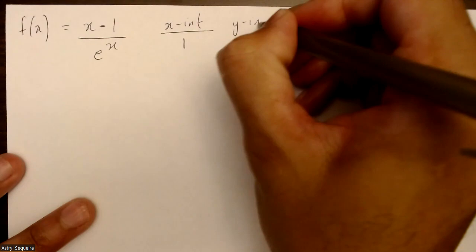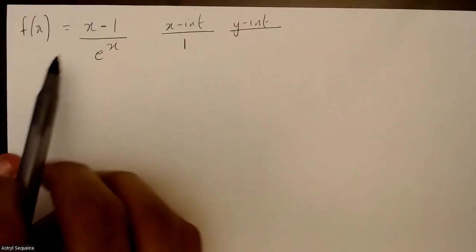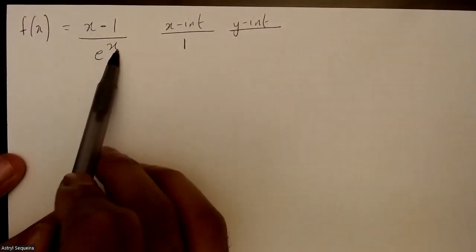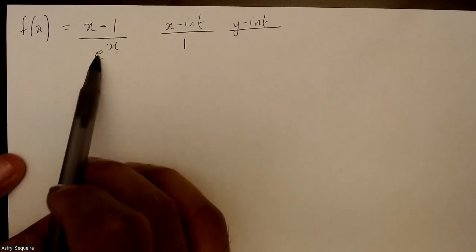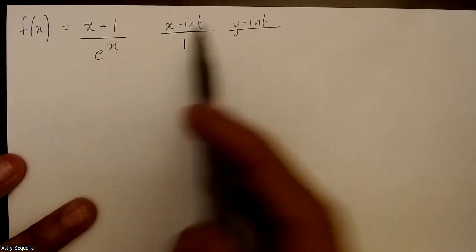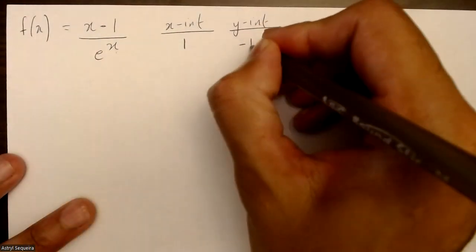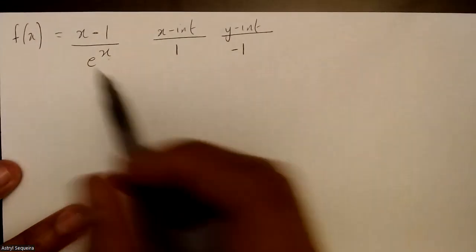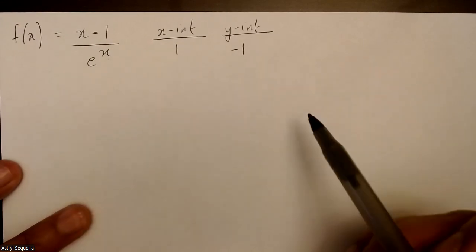For the y-intercept, going to sub in x as 0 and solve. So 0 minus 1 is negative 1. E to the power of 0 is 1. So negative 1 divided by 1 is just negative 1. You can do that in your calculator as well. Just sub in x as 0. You'll get your y-intercept.